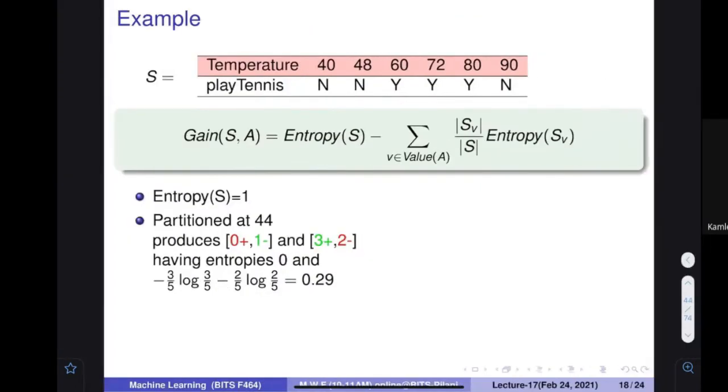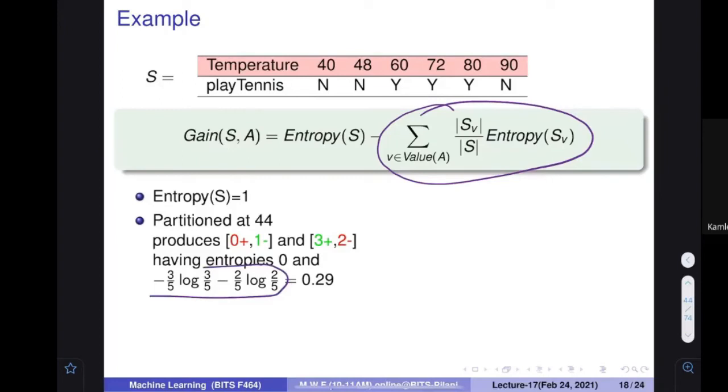I can apply the same methodology to find the entropy. The entropy of the second part comes out to be 0.29. And for the first part, the entropy is 0, because everything is only negative.